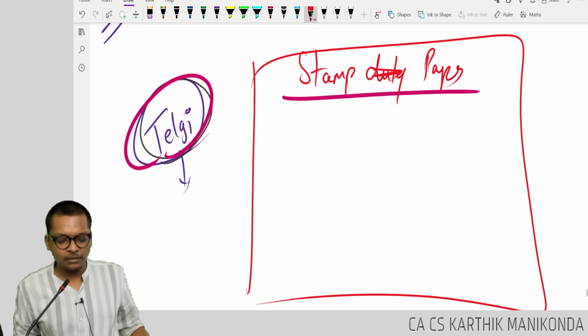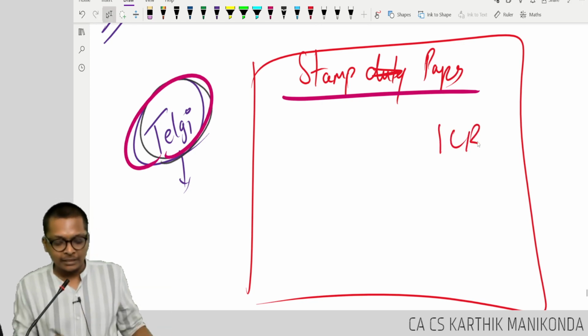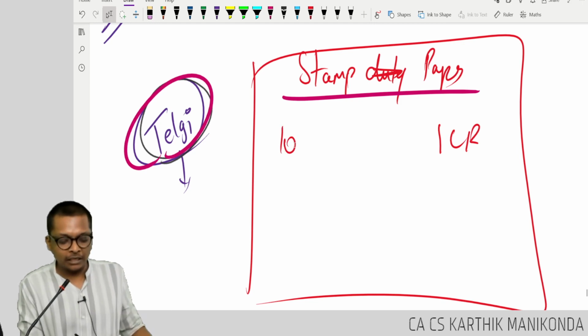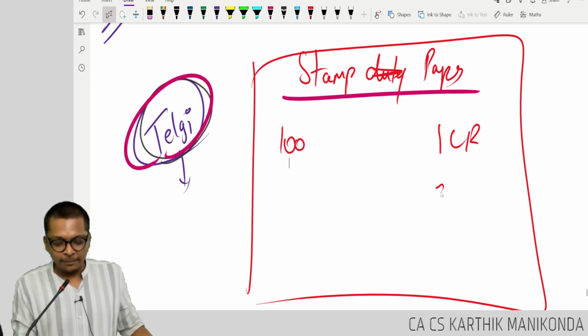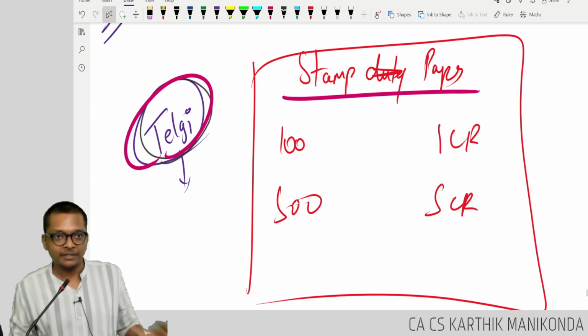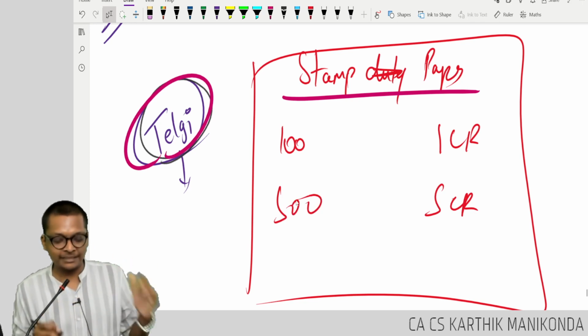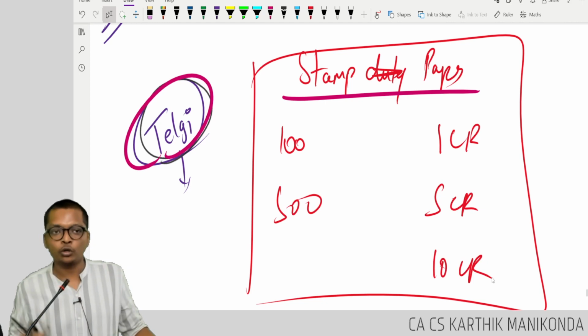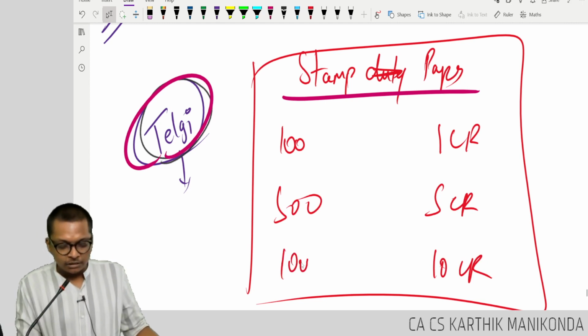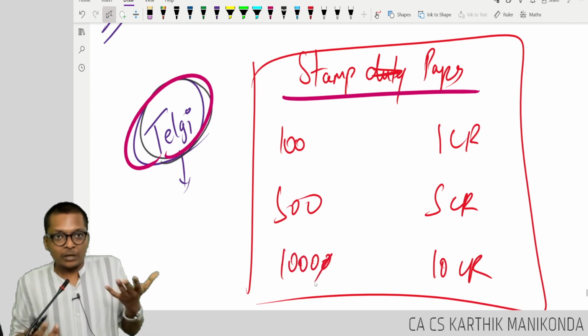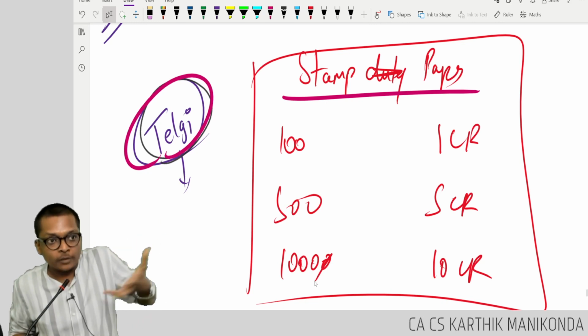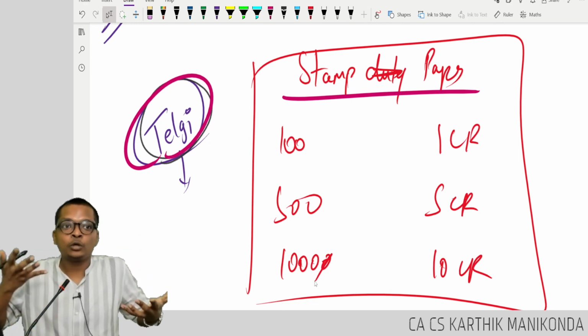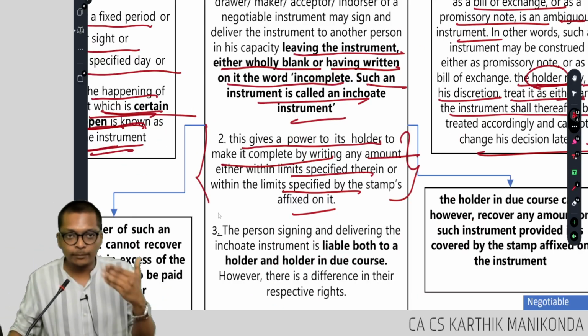What is stamp paper? To give you a context, if I am buying a house for 1 crore, I should have, for example, 100 rupees stamp paper. If I am buying a house for 5 crores, I should have 500 rupees stamp paper. This is not the actual value, just an example. If I am buying a house for 10 crores, I should have, let's say, 1000 rupees stamp paper. So the higher the value of the loan or promise made, the higher the value of stamp paper. That's what he's saying in the book.